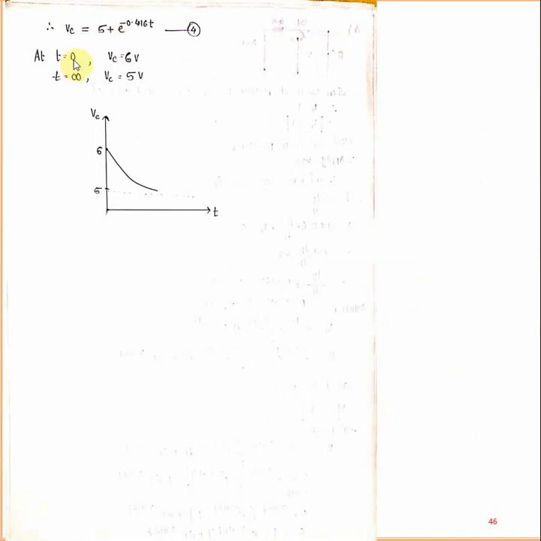Okay, this is the VC value. So t is equal to 0, you can find the VC value. Substitute t is equal to 0, find out the VC. If t is equal to infinity, substitute to find out the VC. Then draw the curve. When t is equal to 0, what is the VC? 6. When infinity, it means 5. So draw the curve like this. So this is about the RC circuit.